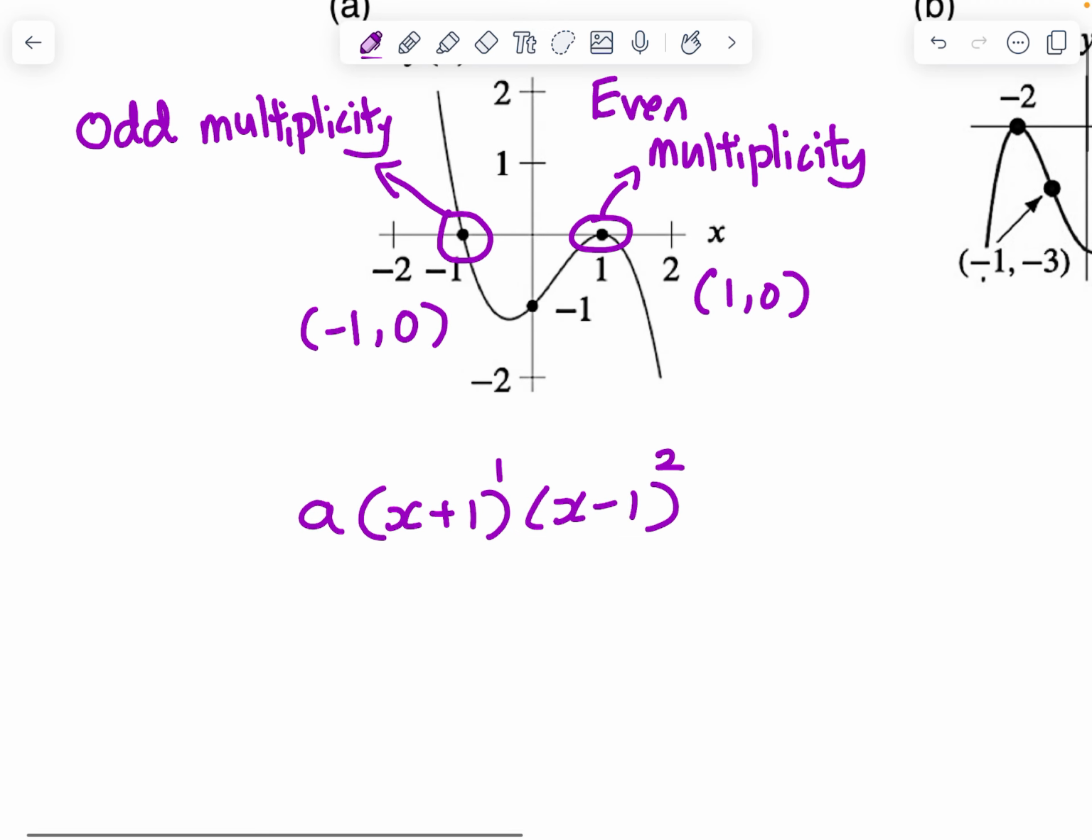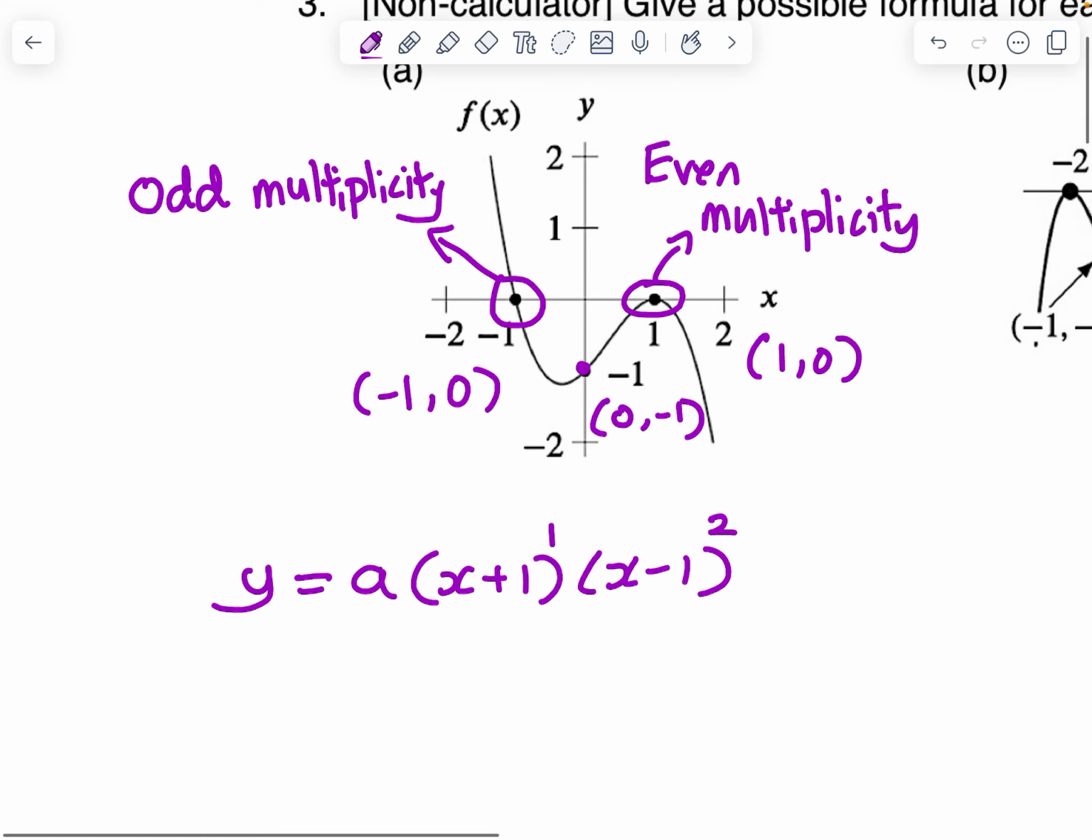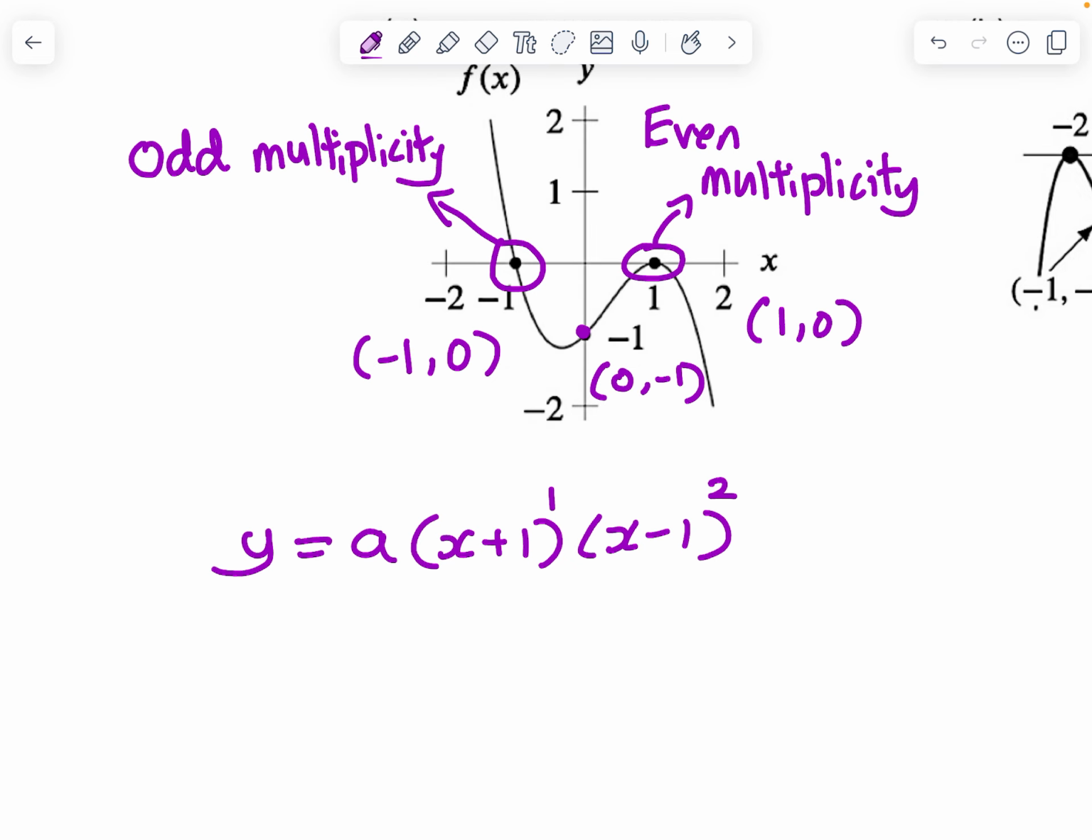So now we're so close to finishing. Now we just need to solve for a. So how do we solve for a? Well, we're given a point here at (0, -1). So I can plot that point and solve for a. If we know that y equals a times (x plus 1) times (x minus 1) squared, then we substitute these points in to solve for a.